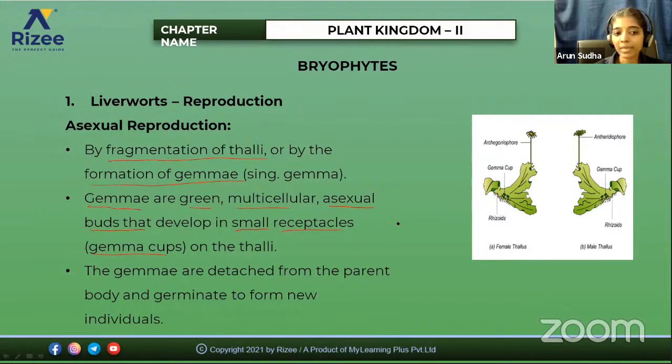And these gemmae are detached. So this part alone, the gemmae, they detach from the parent body and they germinate into new individuals. So this is one mode of asexual reproduction in the case of liverworts. This is more important in liverworts. So it happens by fragmentation of the thalli or by the formation of gemmae. So what is gemmae? Gemmae are produced in gemma cups, and these gemmae detach to form a new individual.